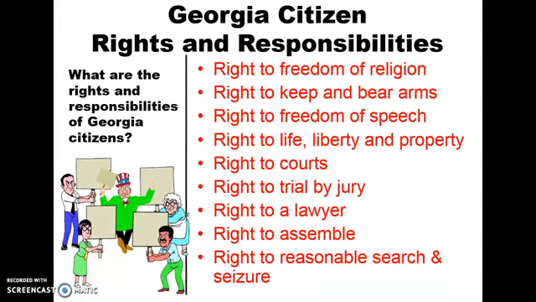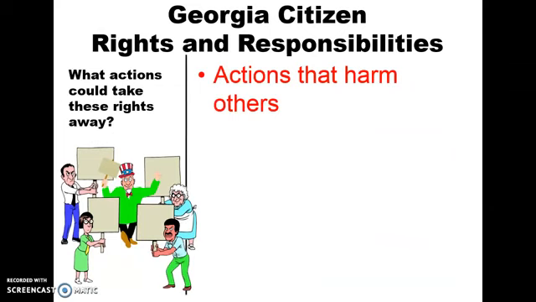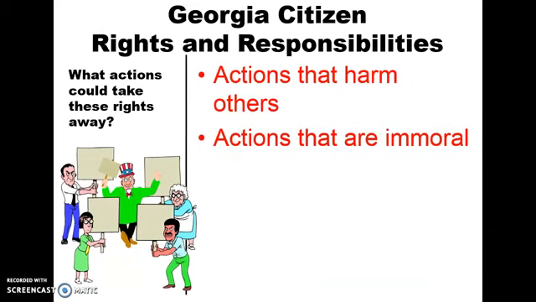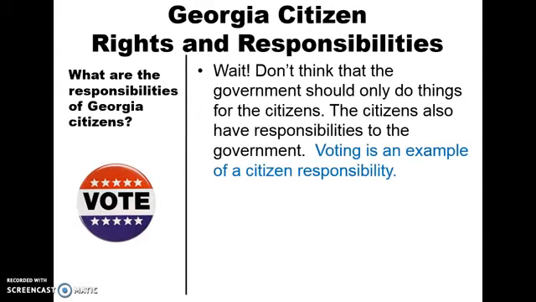All the rest of these, you as a juvenile have the right to. Keep and bear arms, if you don't know what that is, it's the right to have a gun. But there are rules associated with that, responsibilities, okay? Just because you have these rights, there are still responsibilities that you have to obtain to keep the right. So, again, if you harm someone, if you do something immoral, if you break a law, if you infringe on others' rights, you can have these rights taken away from you.